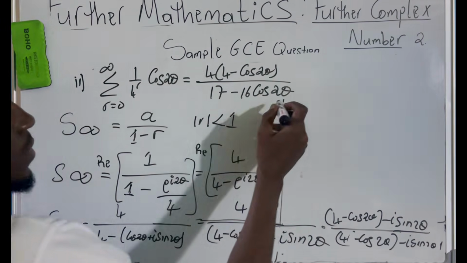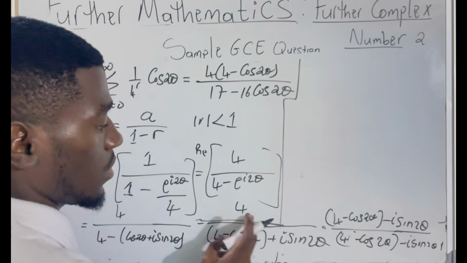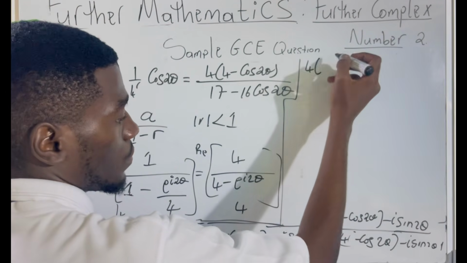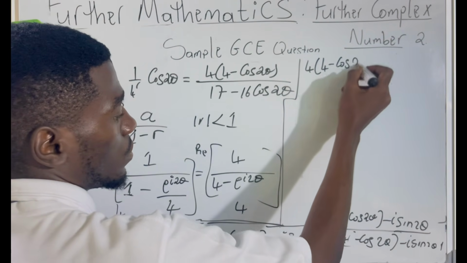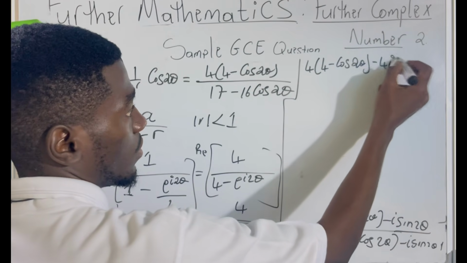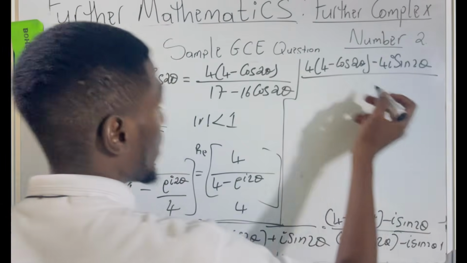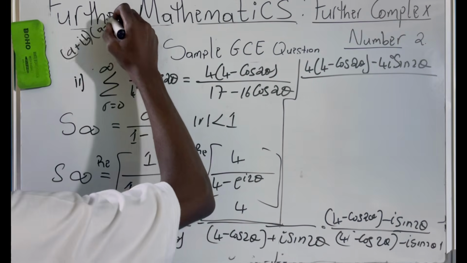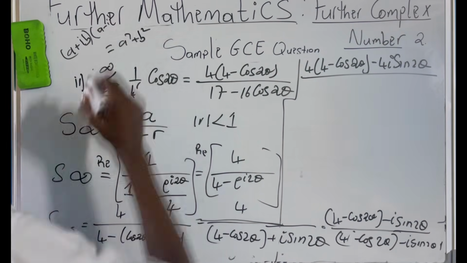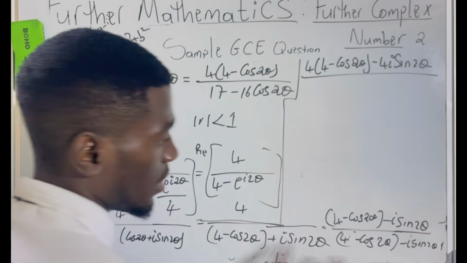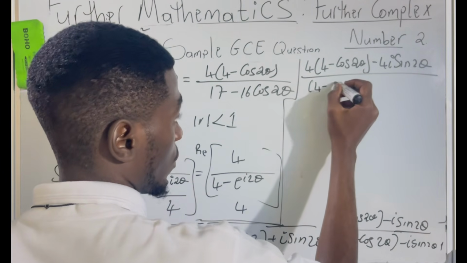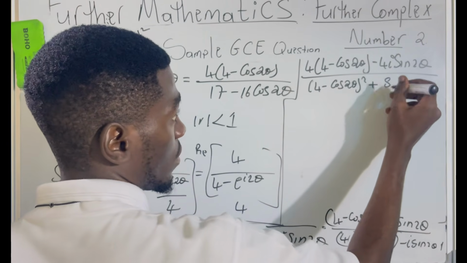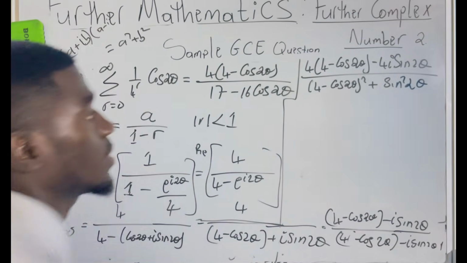So when I multiply here, I will have 4 into 4 minus cos 2 theta minus 4i sine 2 theta, divided by, we all know that a plus ib times a minus ib is simply equal to a squared plus b squared. I think you know it already. So it means the real part squared, which is 4 minus cos 2 theta all squared, plus the imaginary part squared, which is sine squared 2 theta.